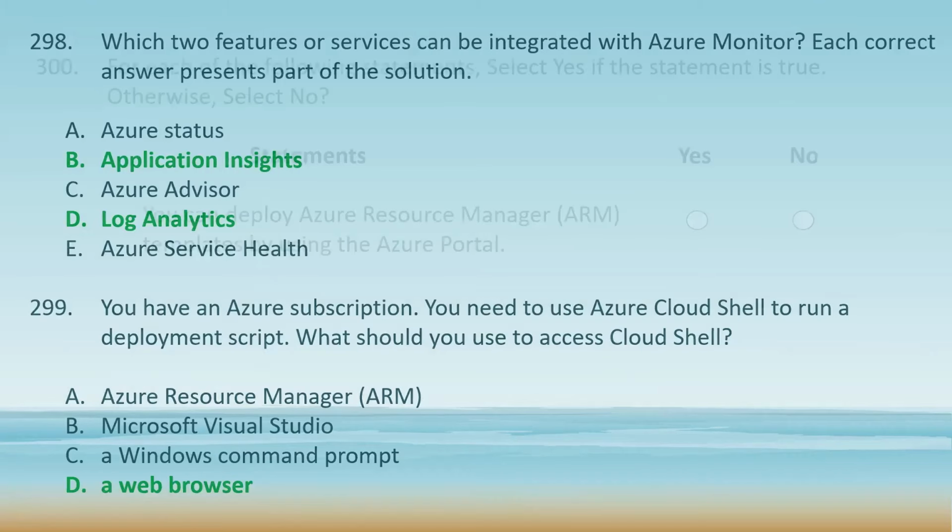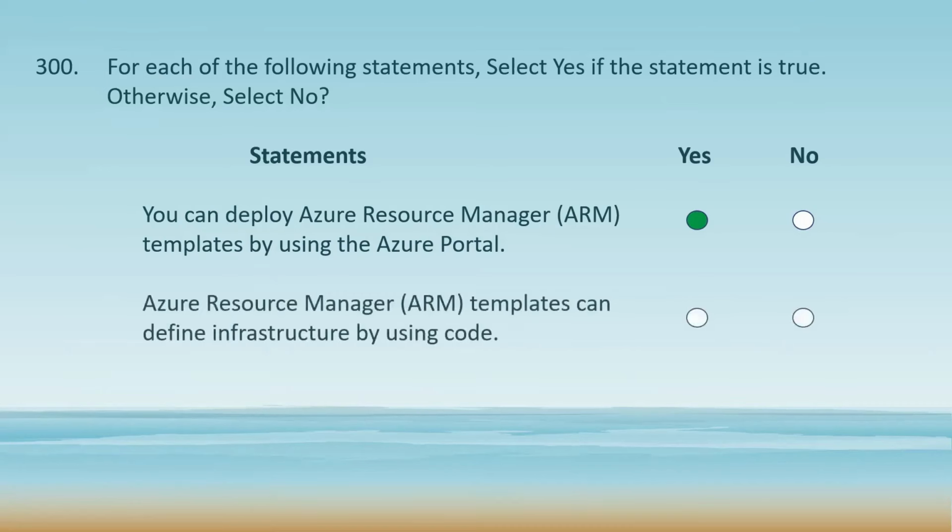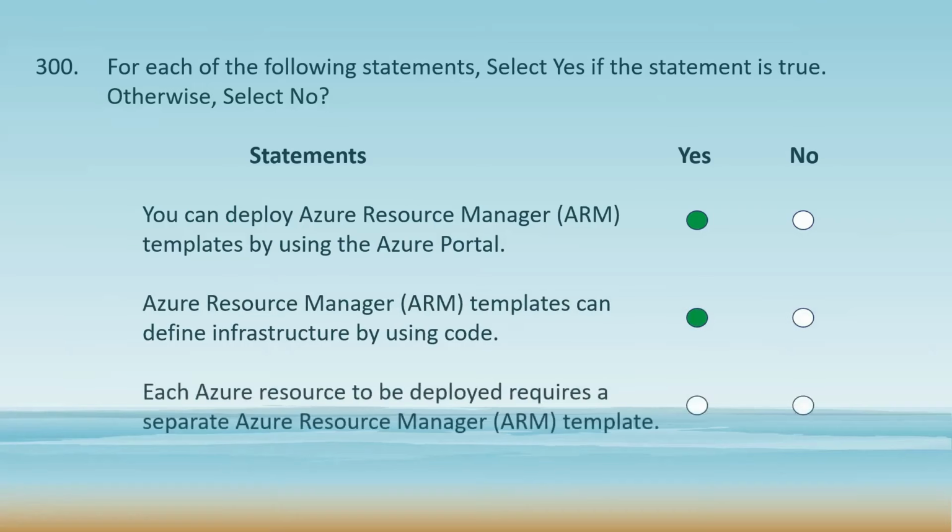Let's look at question number 300. Again, you will be presented with a series of statements, and you need to tell whether these statements are correct or incorrect. You can deploy Azure Resource Manager templates by using the Azure portal. And this statement is correct. The next statement is Azure Resource Manager templates can define infrastructure by using code. This is also correct. And the third and final statement is each Azure resource to be deployed requires a separate Azure Resource Manager template. This statement is incorrect. You can use one template to create multiple Azure resources.